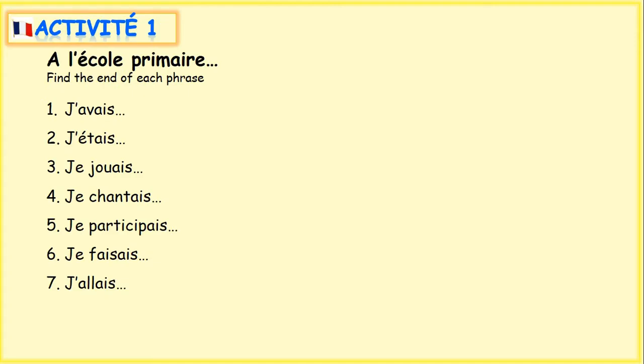Great work. So we're going to have a look today at the imperfect tense. The title for this slide is à l'école primaire, which means at primary school. So we're going to be talking in the past for this lesson. We're going to be talking about what things used to be like.